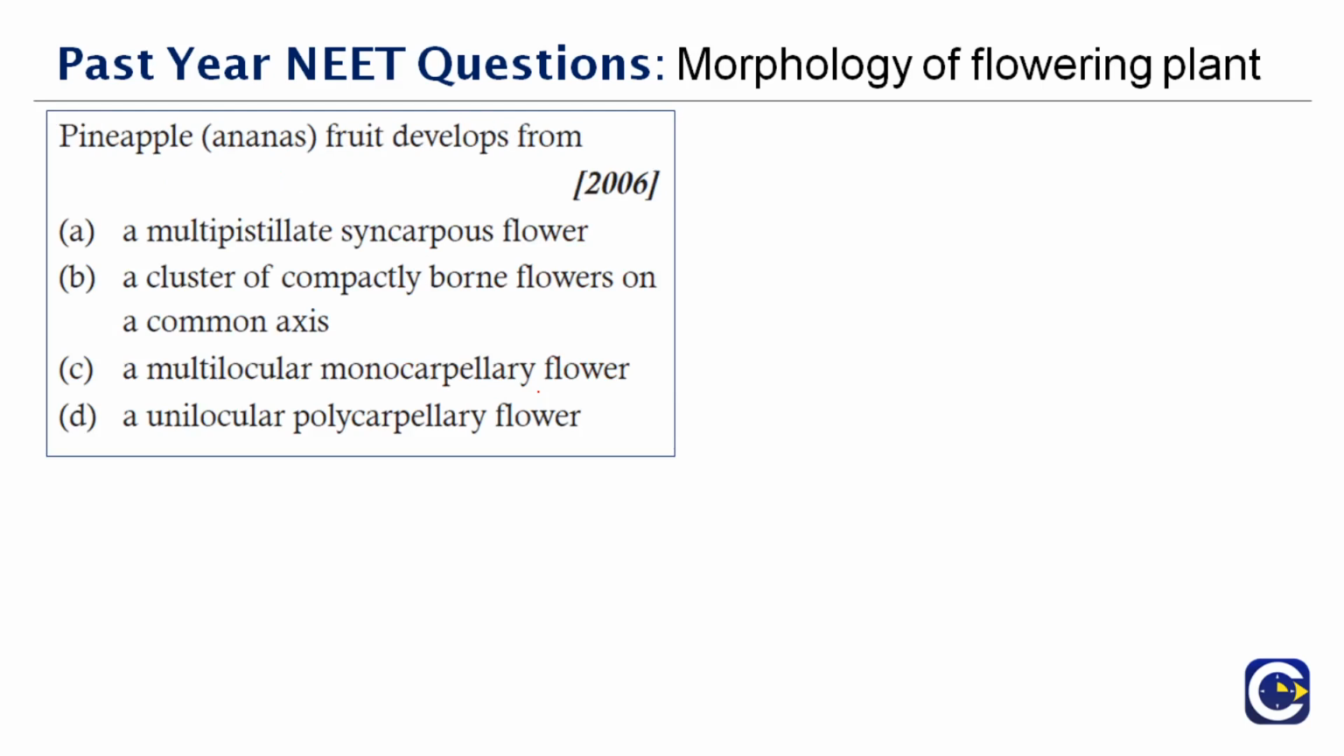Okay, next question here. Pineapple, Ananas, it's called Ananas. Fruit develops from dash. So it's actually not the multicarpellary part or something like that. So what do you think will be here? See, what is pineapple? First of all, it's a fruit. We all like pineapple, right? Other than that, what do you know about this pineapple?